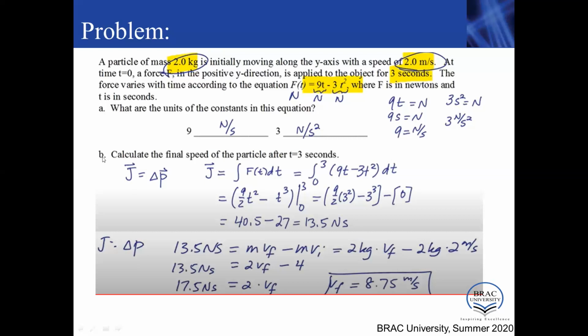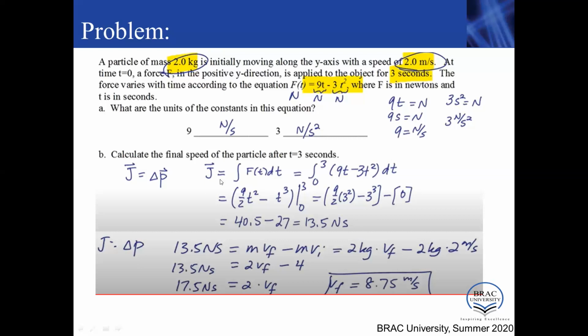Now question number B, calculate the final speed of the particle after t equal to 3 seconds. So we have to calculate the final speed. There is a relation between the speed and momentum, and also a relation between the momentum and impulse. So we have to first find out the momentum. Then we have to use impulse is equal to change in momentum. But we don't know the impulse, so we have to calculate the impulse.